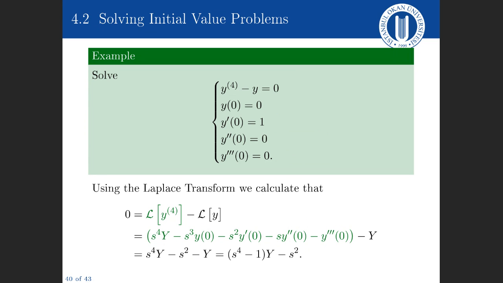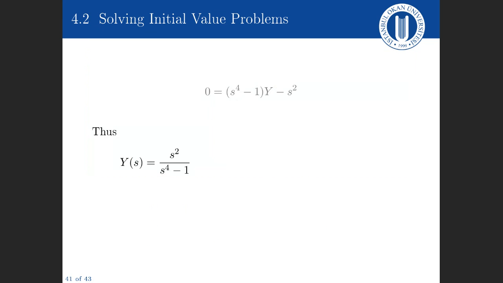So we just get s to the power 4 capital Y minus s squared minus capital Y, or s to the power 4 minus 1 capital Y minus s squared. We're going to rearrange this to find a formula for capital Y, and then we're going to take the inverse Laplace transform to find small y. We have that capital Y is s squared over s to the power 4 minus 1.